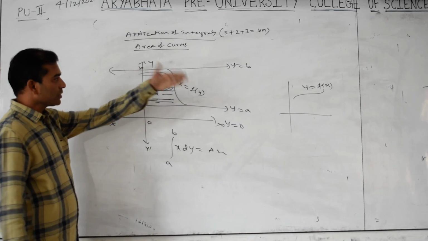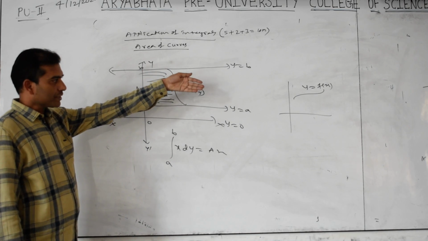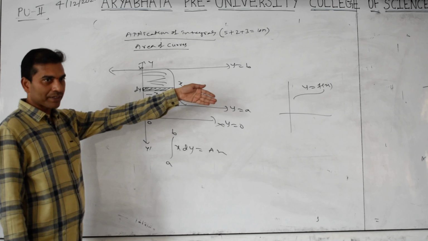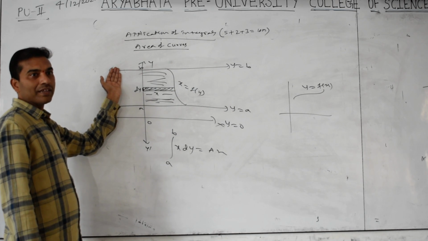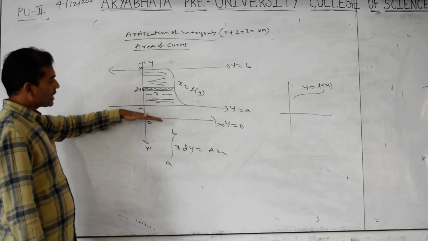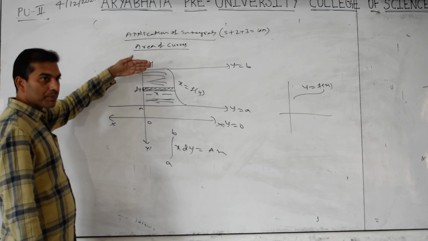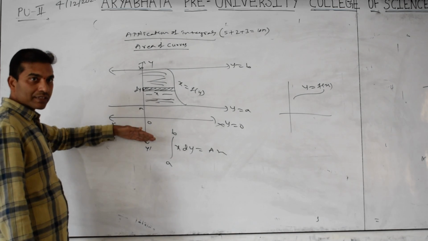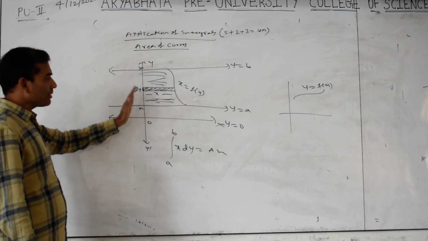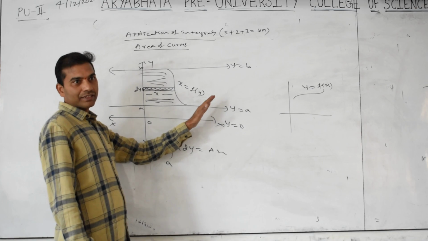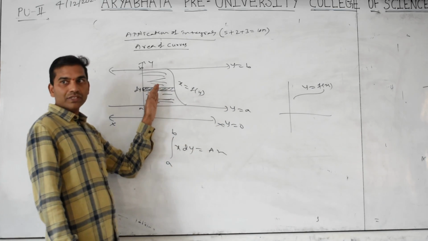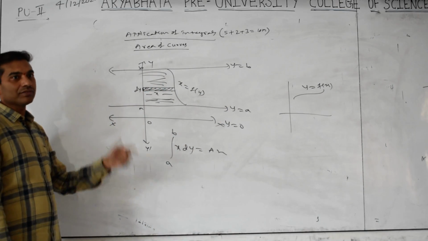It is the same procedure we discussed with respect to the x-axis. If the graph is below the x-axis, you should multiply by minus. If it is above the x-axis, positive. If the graph is below the x-axis, negative. The same thing with the y-axis: if the graph is on the right side of the y-axis, we take positive. If the graph is on the left side of the y-axis, negative.